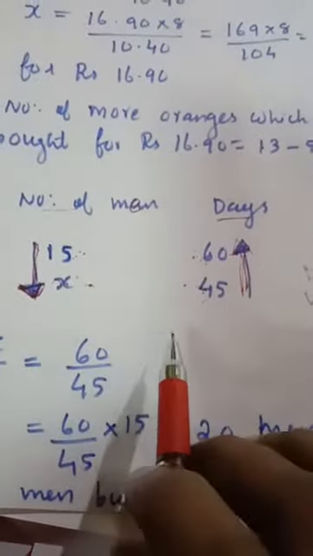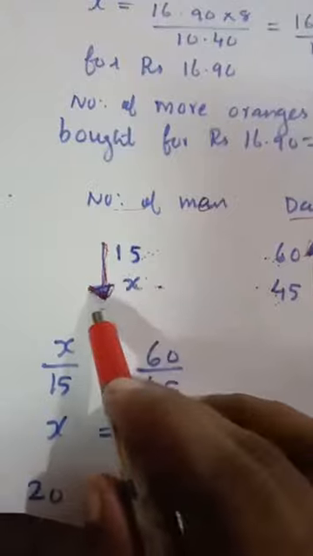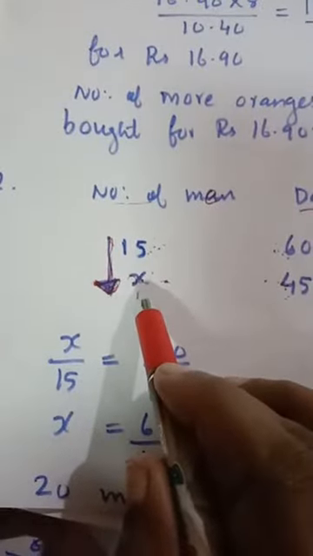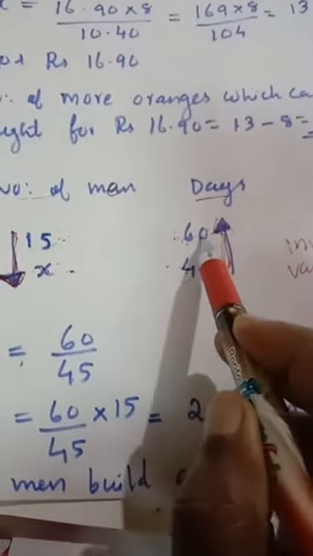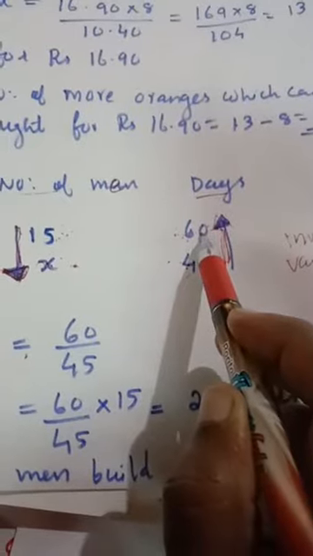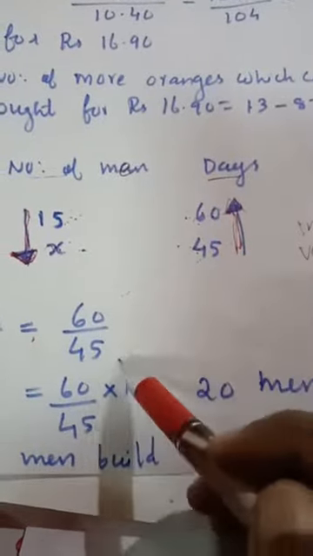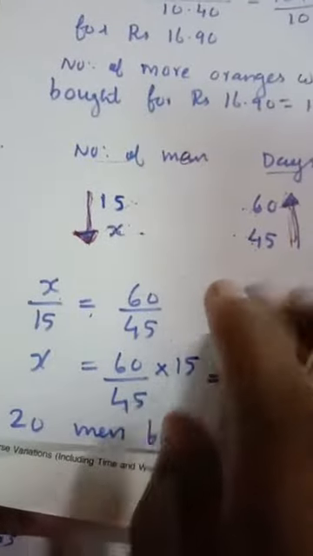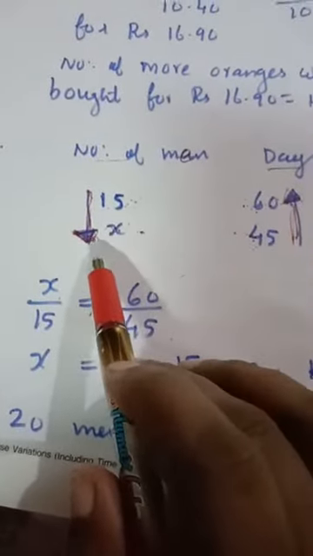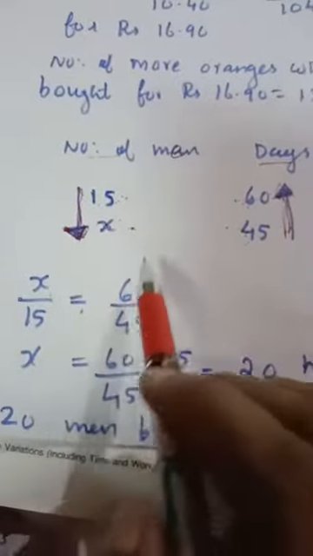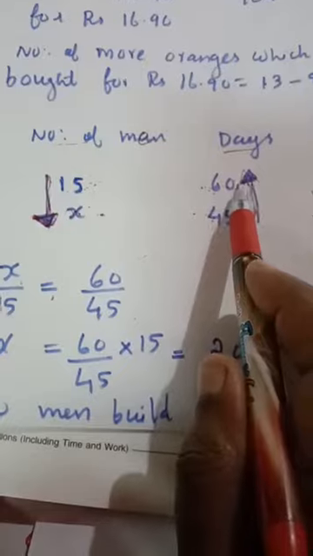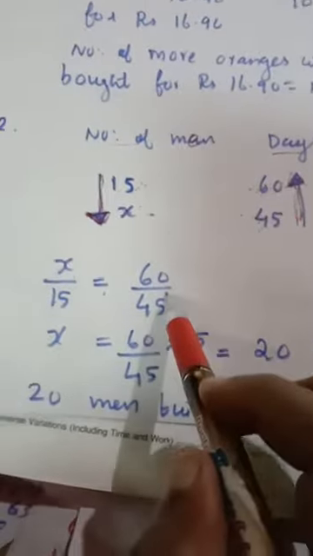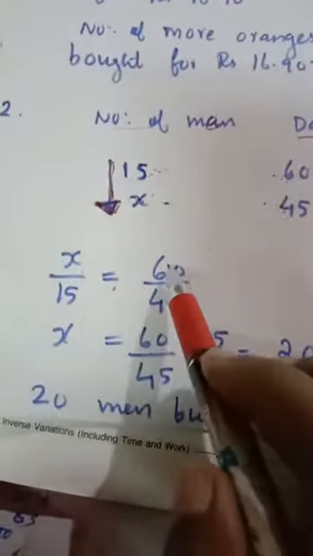So inverse. Now how to write? The top of the arrow is here, near to x. So x by 15 is equal to. And here where is the top of the arrow? The top of the arrow is nearest to 60. So here you write 60 first. 60 by 45. So X by 15 is equal to 60 by 45.